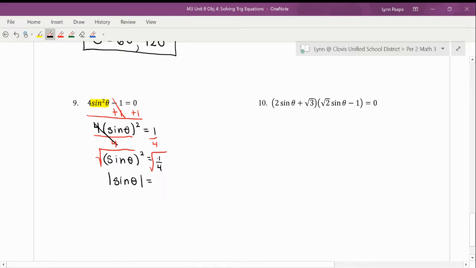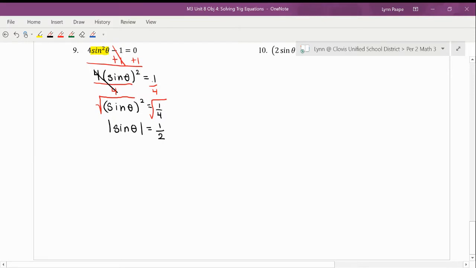And then the square root of 1 is 1, and the square root of 4 is 2. So if you also remember when we were talking about our absolute values, that means we're going to have where sine theta could either be positive or it could be negative, right? So then sine theta could either be positive 1/2 or it could be negative. So I could just do that plus or minus, right? Because the absolute value of negative 1/2 is still 1/2. All right, so once we're isolated, now we're going to find the reference angle, so theta prime. So we're looking for where does sine equal 1/2, right?